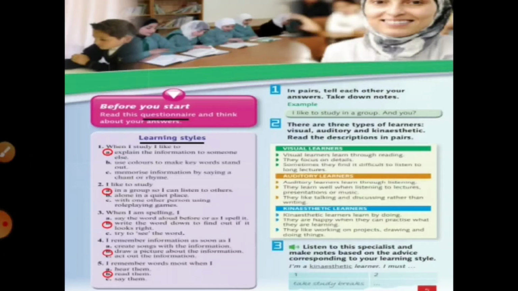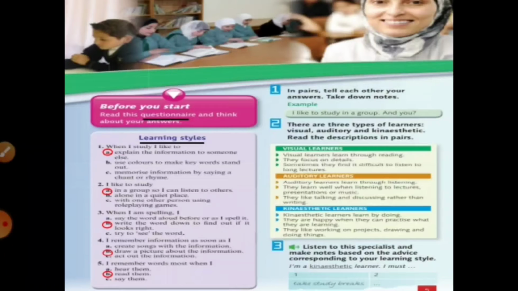Now after answering, بعد ما تجاوبوا, if your answers are mostly, إذا كان معظم إجاباتكم A, so you are what? You are auditory learner. Okay. If your answers are mostly B, so you are visual learner. إذن look at my answers. بالنسبة إلي most of my answers are B. معظمهم B. إذن I am what? A visual learner. متعلم بصري. Okay. If most of your answers are what? C, so you are kinesthetic learner.